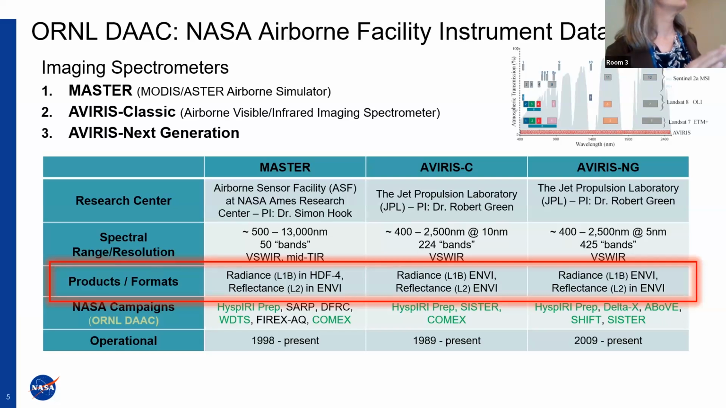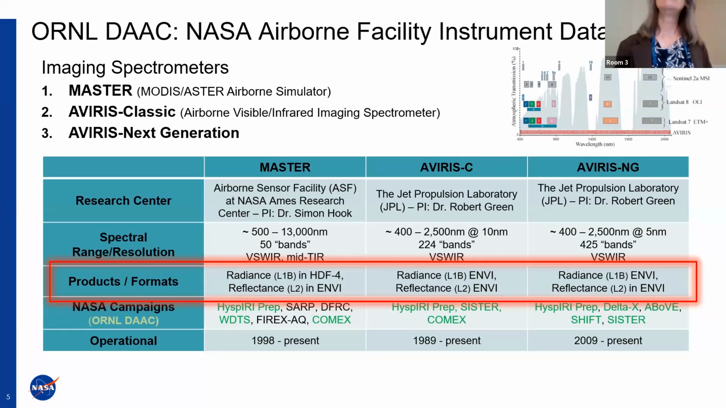The ORNL DAC has a facility instrument called MASTER, which has been around for quite a while. That was a MODIS/ASTER airborne simulation. A lot of the airborne instruments are helping to quantify and contribute to the orbital missions. MASTER was one of those, of course, for MODIS and ASTER. The ORNL DAC also has this suite of AVIRIS instruments, AVIRIS Classic, that's been around for a long time. These are imaging spectrometers.